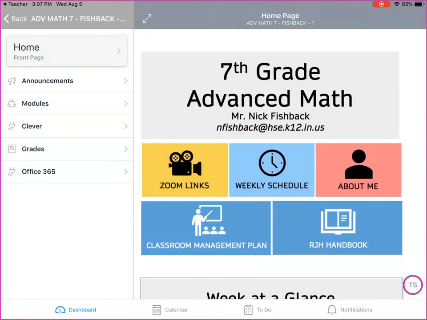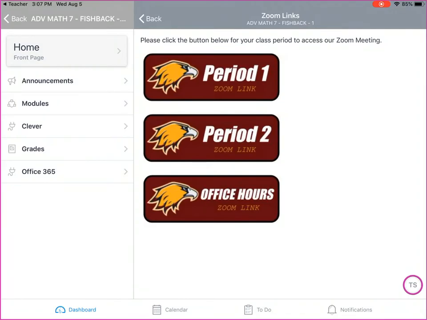Okay, going back to the home page, the next button that I'm going to click on is the yellow one that says Zoom links. Here you notice there are a few different buttons. The first 2 are for periods 1 and 2. Obviously if you were in period 1 math, this is where you would go to find the Zoom link for period 1 math. If you're in period 2, you would click on period 2. The Zoom link for my office hours is also there. So if you need to see me during one of those office hour times that I was talking about just a minute ago, you can come here and click on the office hours Zoom link.